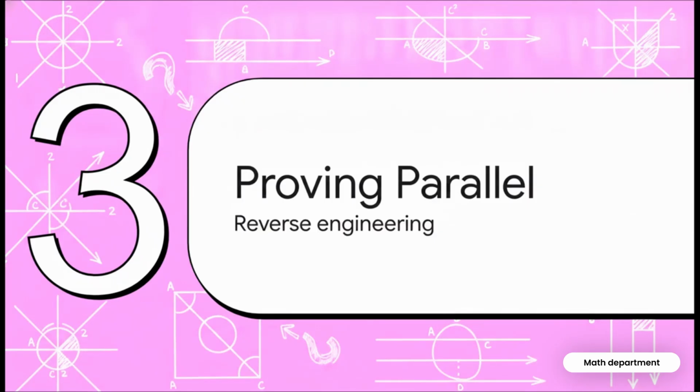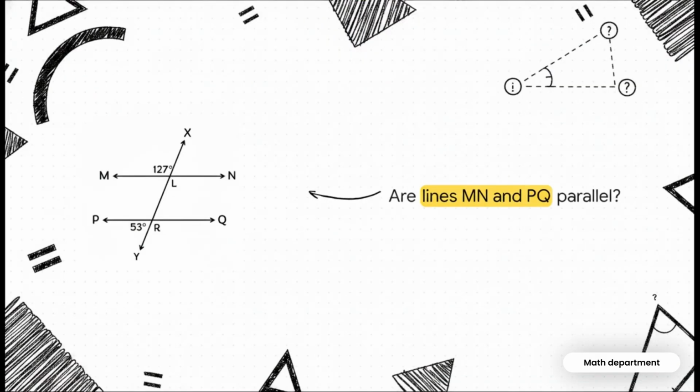All right, section 3, proving lines are parallel. Let's look at line MN and line PQ, which are both intersected by transversal XY. We're given two angles here, 127 degrees at the top intersection and 53 degrees down at the bottom. The question is, are lines MN and PQ parallel? Well, we can't just guess by eyeballing it, right? We have to mathematically prove it.